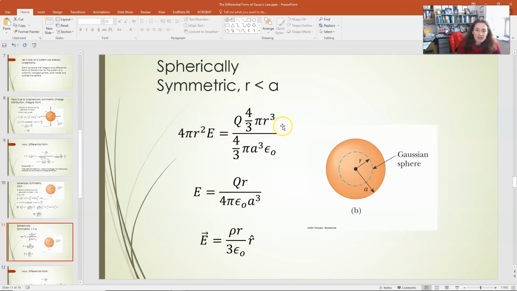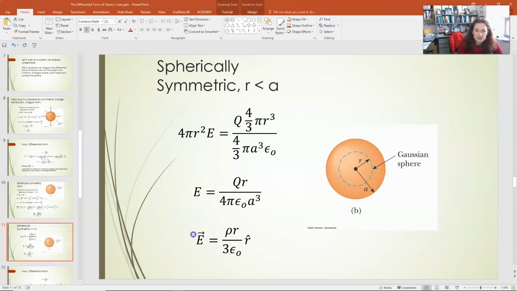So now, setting my left-hand side and my right-hand side equal to each other for the integral form of Gauss's law, I end up with the equation that we found in a previous lecture for my electric field, which is that the electric field is Qr over 4 pi epsilon naught a cubed. If you solve in terms of rho, you get E is equal to rho r over 3 epsilon naught, and that comes from the fact that rho is, of course, Q divided by 4/3 pi a cubed. So I've got rho r over 3 epsilon naught, and yet again the electric field is radial. It points radially outward from a positive charge distribution, so that's r hat.